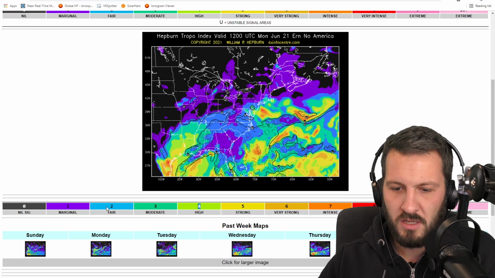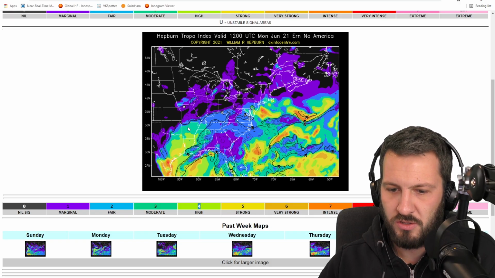So the purple and blue is sort of marginal to weak conditions. We're looking more for the brown and the yellow and the greens, and you can have a look here and see, oh, I might be able to work from this point in the state up, and you know where to point your Yagis then.